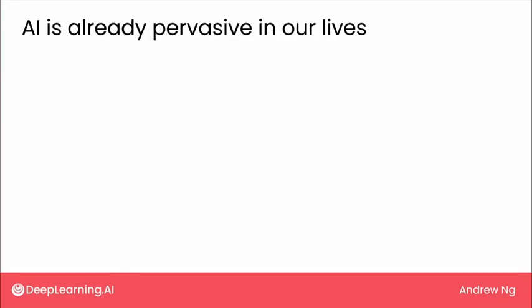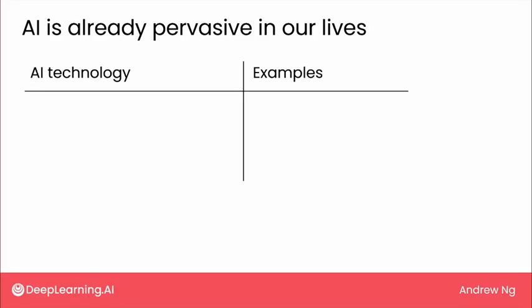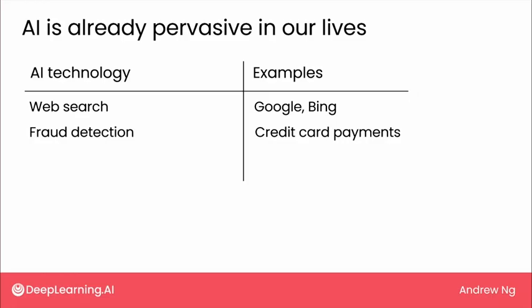AI is already pervasive in our lives, and many of us use it dozens of times a day or more without even thinking about it. Every time you do a web search on Google or Bing, that's AI. Every time you use your credit card, there's probably an AI checking if it really is you using your credit card. Or every time you go to a website like Amazon or Netflix and it recommends products or movies to you, that's AI. But many AI systems have been complex and expensive to build, and generative AI is making many AI applications much easier to build.